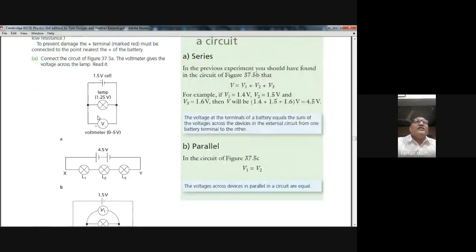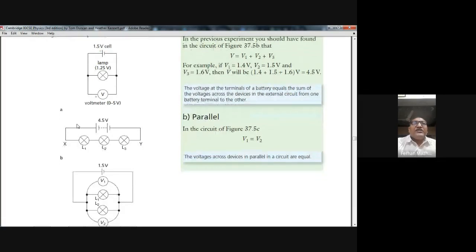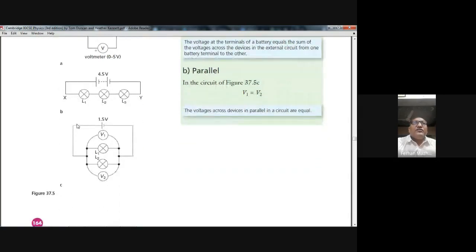If you want to measure the voltage, for example, the potential difference across this lamp, you will use a voltmeter. Remember, the voltmeter is always connected in parallel to the component across which you want to measure the potential difference. So if I want to measure the voltage drop across lamp 1, I will put a voltmeter parallel to lamp 1.